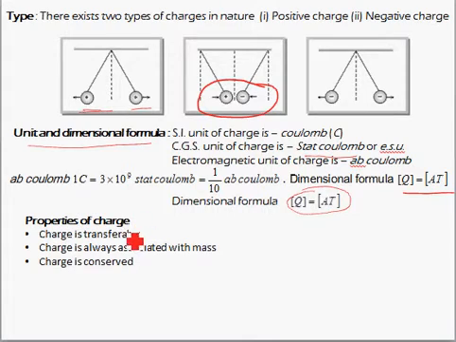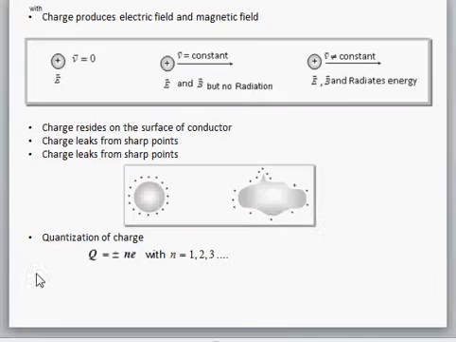Now some properties of charge. Charge is transferable. When is it transferable? It is transferable when the electrons get transferred from one body to another. Charge is always associated with mass. So whenever a body has mass, then only charge exists. Charge is conserved. It means that you can neither create charge by yourself nor remove charge, but charge can be transferred from one form to another. You cannot destroy it, you cannot create it.